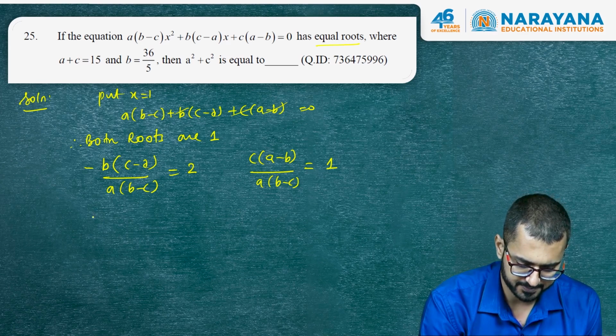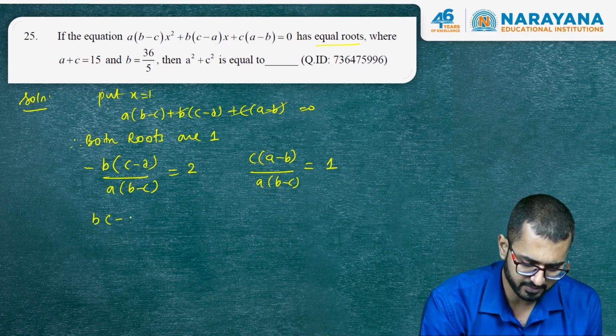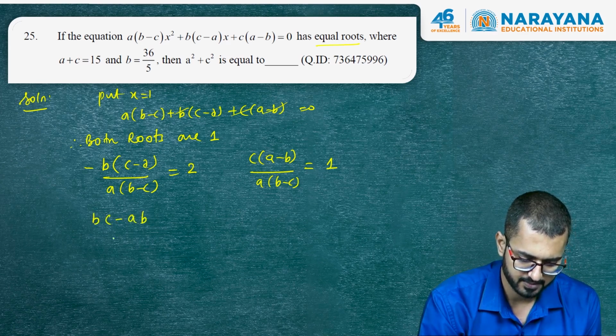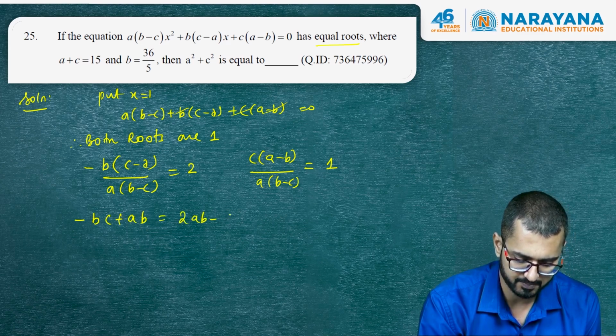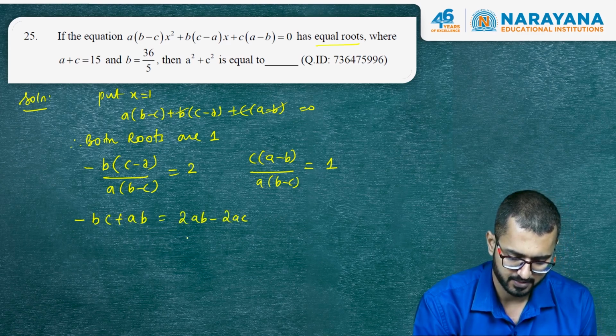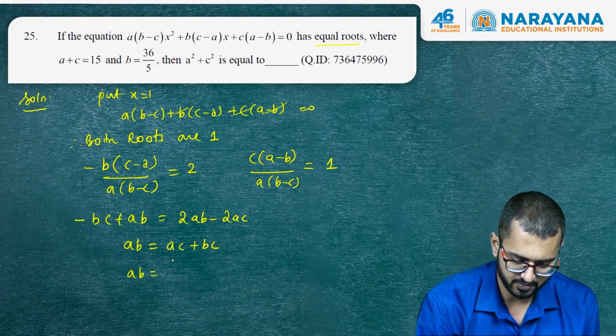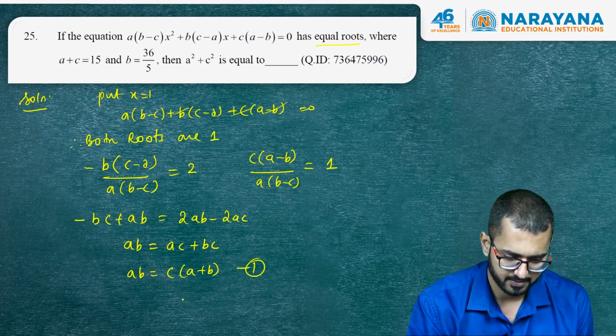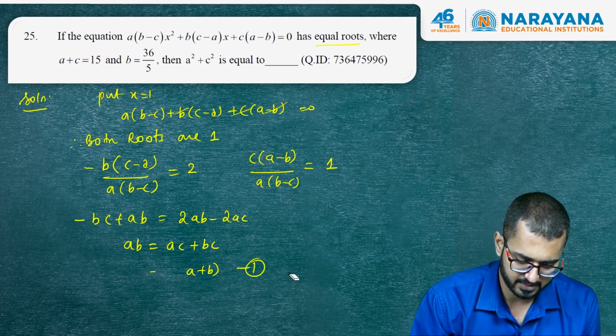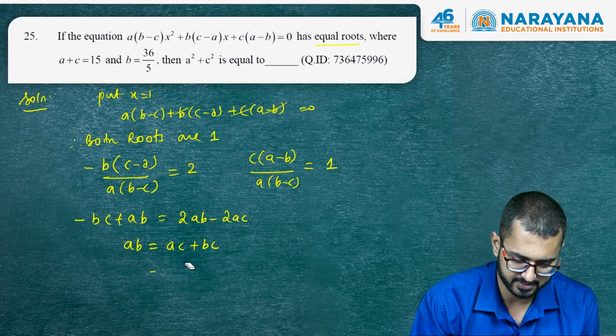So I'll be having here BC minus AB, it should be minus BC plus AB is equal to 2AB minus 2AC. So from here we can write down AB is equal to AC plus BC. So AB will be equal to, we can take C common and then we get A plus B here. So call this 1. No, actually we have to take AC common because A plus C is given to be B.